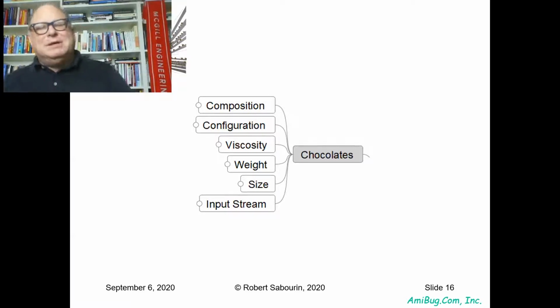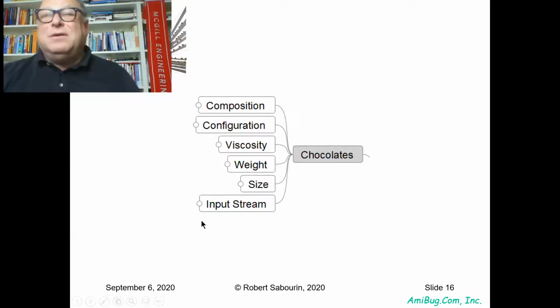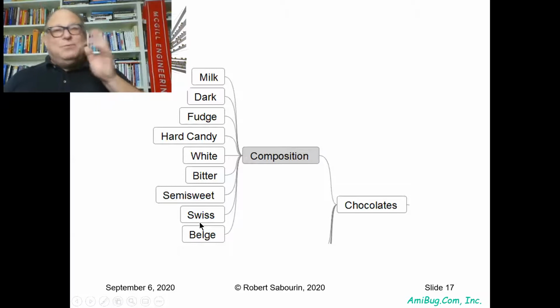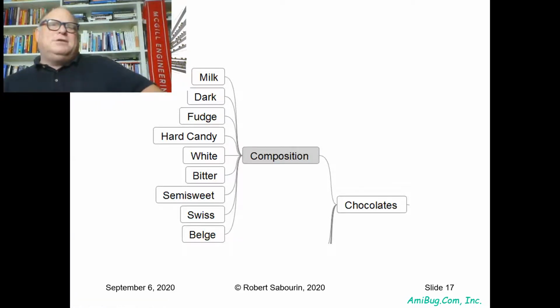the input stream. It's a little bit like a transactional system. The arrival rate and the arrival pattern of transactions is actually a variable. Composition, well, we have a fixed list of chocolates that we support. So we support milk chocolate, dark chocolate, fudge, hard candy, white, bitter, semi-sweet, Swiss, and Belgian chocolates.